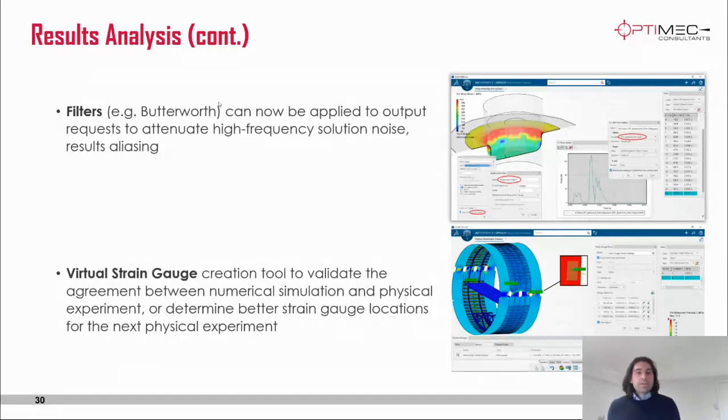Another feature is the virtual strain gauge tool. Essentially this is a new sensor that is available. The strain gauge sensor is there to validate your numerical simulation with the physical experiment you're going to do, and also to determine the best location for the next physical test if you're expecting to do one.